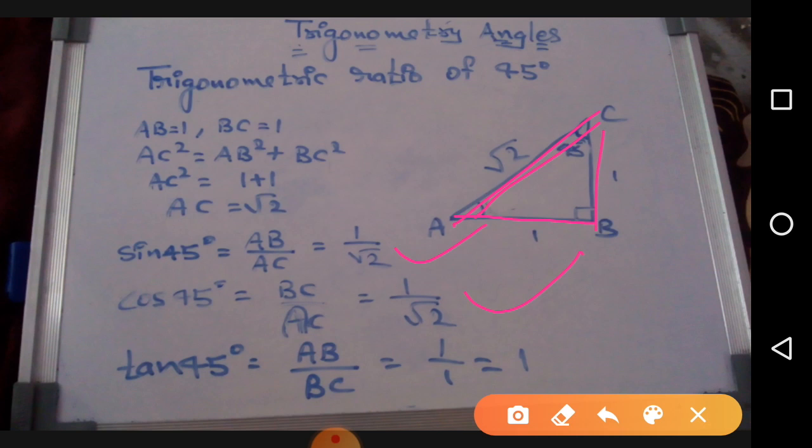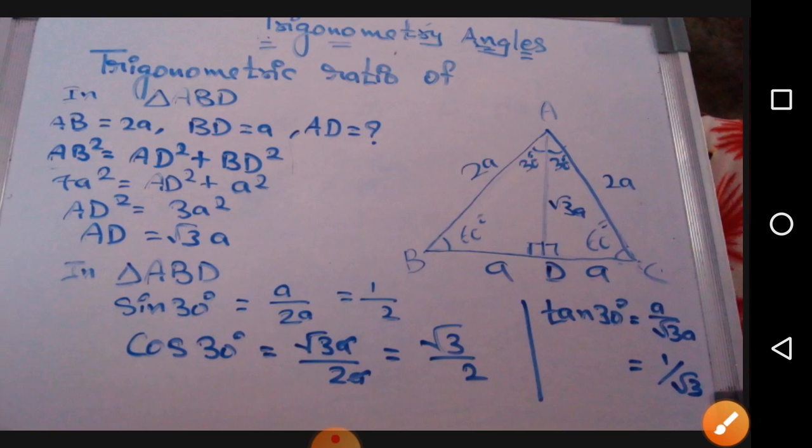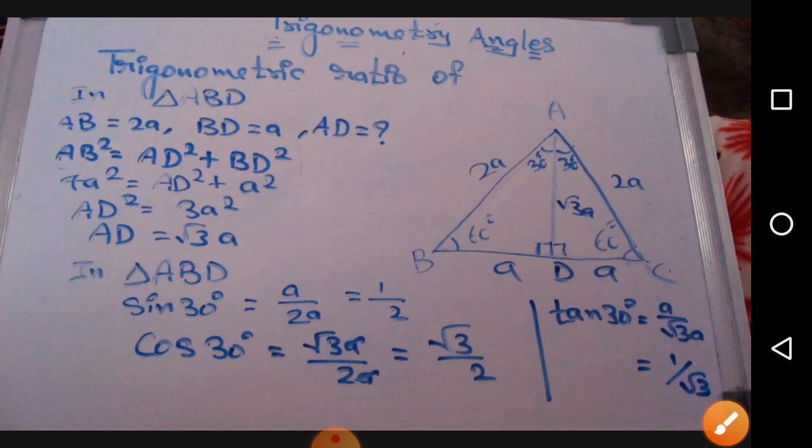And don't worry, as we progress, I have included a table for the same. So this is only to make you understand. And tan 45 is AB by BC, that is opposite side by adjacent side, that is 1 by 1, and 1 by 1 is nothing but 1. Let's move further. Here we will derive 30 degree and 60 degree.